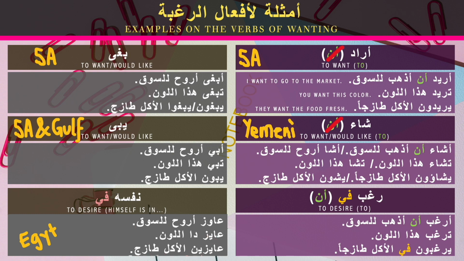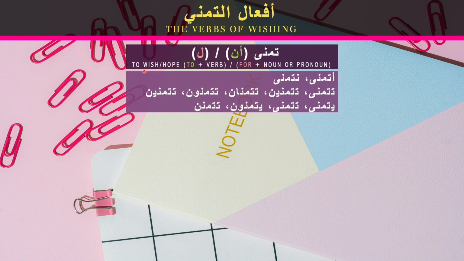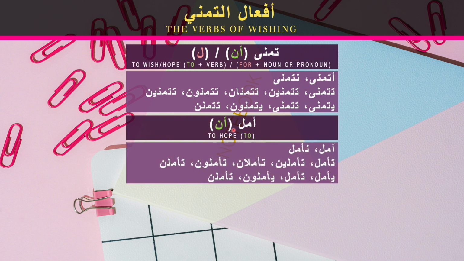Now let's move to the next group of verbs. The verbs of wishing. The first verb here we will present is to wish or to hope. تمنى. This verb is used commonly in Modern Standard Arabic and in today's spoken dialect. Then to hope. أمل or أمل. Both pronunciations have the same meaning. This verb is also used in Modern Standard Arabic and in today's spoken dialect.